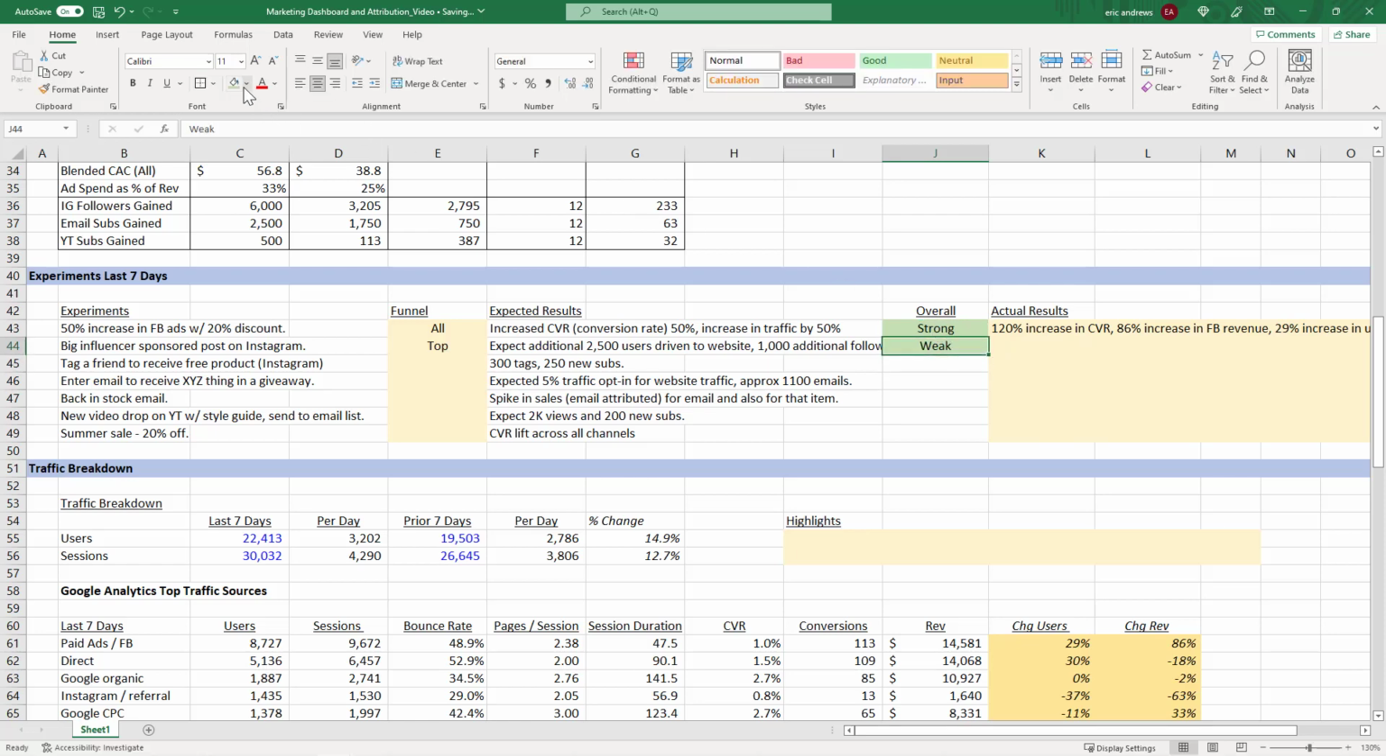So I think we can make that red and just say decline in IG organic traffic, low new followers. So for this experiment, we wouldn't work with this influencer again. And so, we can move on to the next idea now.